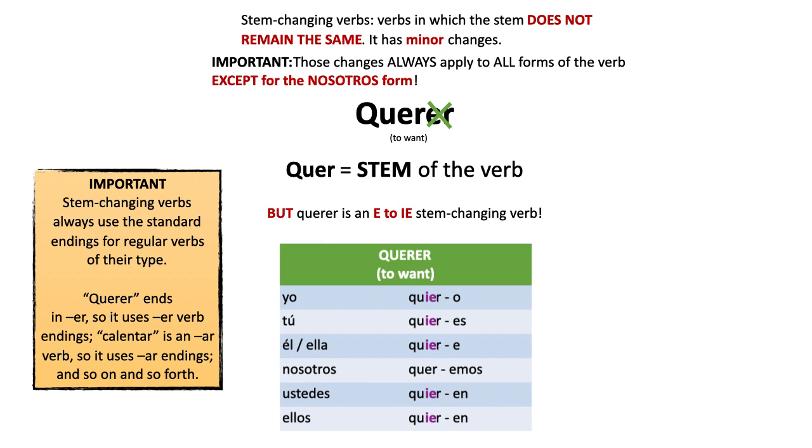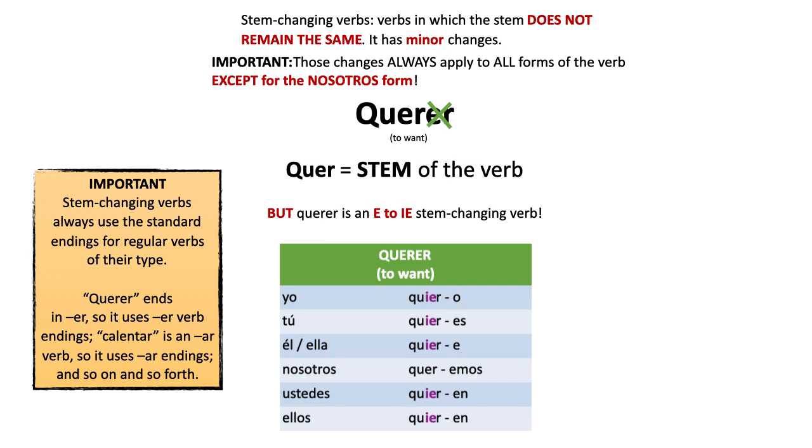There are stem changing verbs that are AR verbs or ER verbs or IR verbs, okay? So the endings I get from the ending of the infinitive. And then the change in the stem I get from the name of the group, okay? For example, querer ends in ER, so right here I'm showing you I'm using the ER endings. But calentar, for example, which means to heat or to heat up, right? It's an AR verb. It's an E to IE stem changing verb, and it's also an AR verb, right?